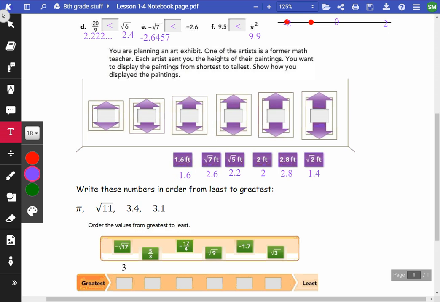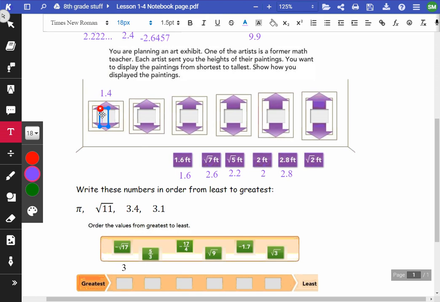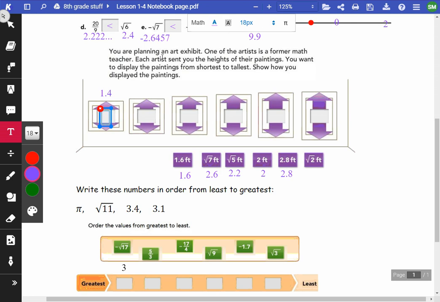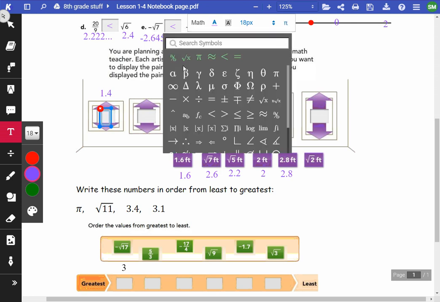Well, let's see. This one starts with a 1, 2, 2, 2. That one starts with a 1. What's less, 1.6 or 1.4? That would be 1.4. I'm going to drop that 1.4 right there so that I know that I used it. But I am not going to put 1.4 in the box. What I'm going to put in the box is the number that they gave me. So I'm going to pull up my square root here.